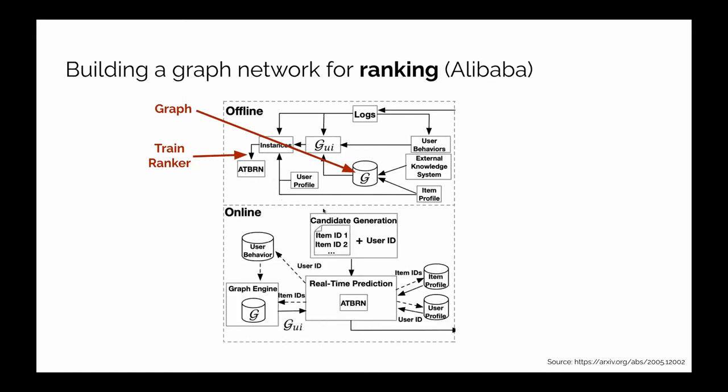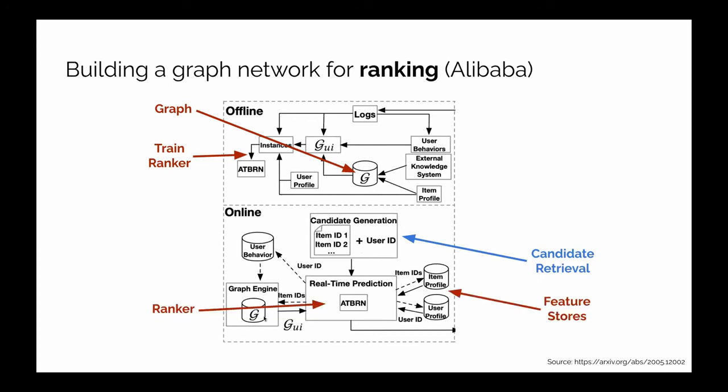Then in the online approach, and this diagram isn't drawn very well where they show how the online is done, but basically this ATBRN here is used in here, right, in the real-time prediction. In the online approach, when a user comes, given the user ID and some of their historical items that they have interacted with, generate a bunch of candidates. And this bunch of candidates is going to go to the real-time prediction platform, which then gets the user ID, goes into the graph, and then does the prediction. So this is candidate retrieval that we see here.